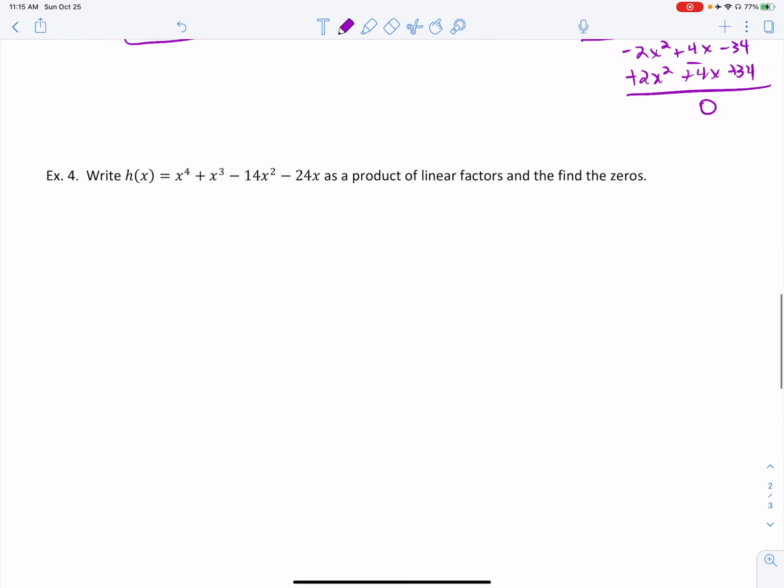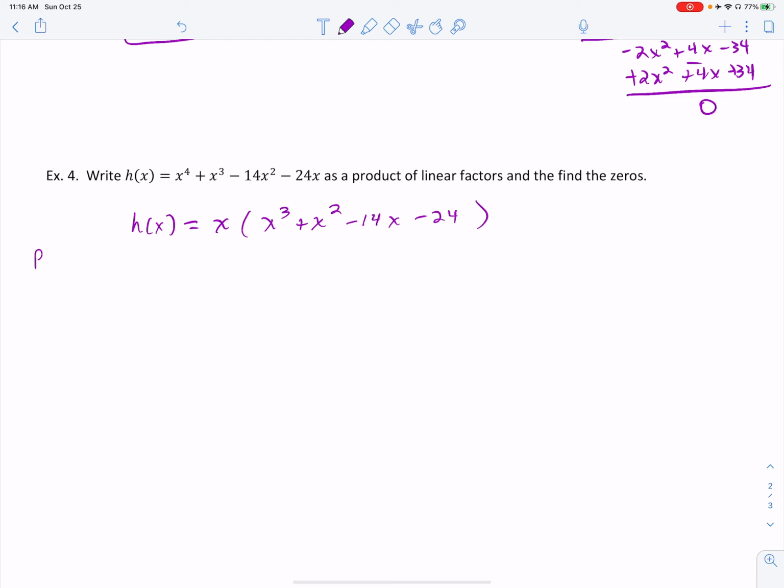All right, in example 4, write this as a product of linear factors and then find the zeros. So we need to factor this, and it's of degree 4. Well, first of all, I can pull out an x. So 0 is going to be a root or solution to this. And I'm left with x cubed plus x squared minus 14x minus 24. And that's not going to factor by grouping or anything, so that means I need to go back to my rational root theorem to try to whittle that cubic down to something that's quadratic that I can then either factor or use the quadratic formula on.